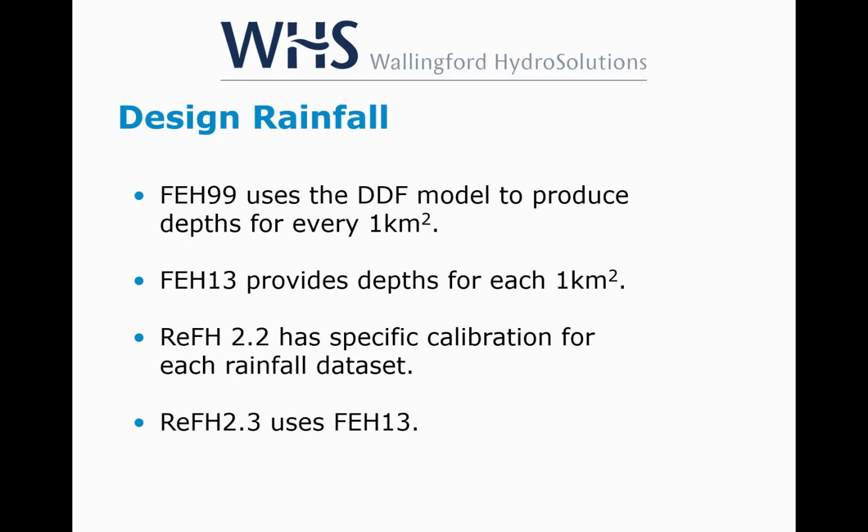So FEH99 method uses the DDF model to produce depths for every kilometre squared. Similarly, the FEH13 provides depths for each kilometre squared for a number of different return periods and durations. ReFH2.2 has got a specific calibration for each rainfall dataset. ReFH2.3 model has only a calibration using the FEH13 rainfall. So you can find more detail about the FEH rainfall datasets in our dataset presentation.